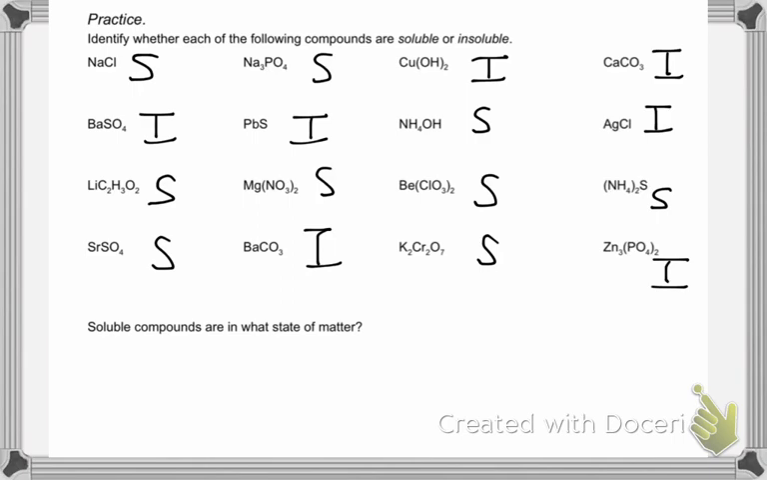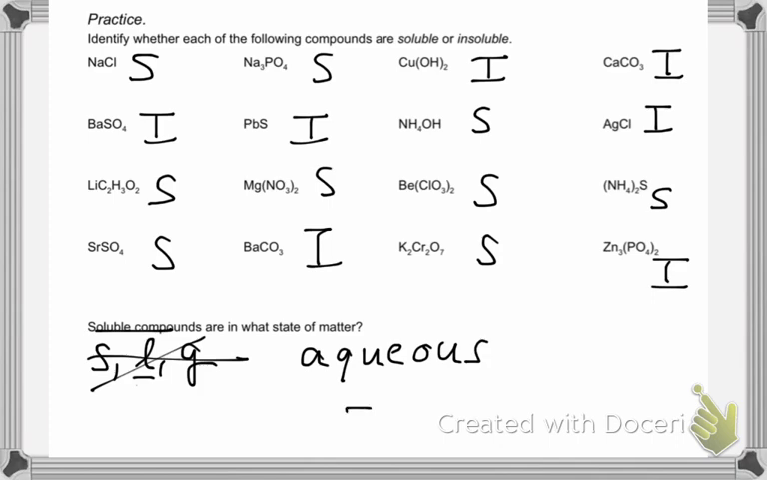So this is what you should have on your page right now. Basically the last question it asks is, soluble compounds are in what state of matter? Well, you have to remember we have solid, liquid, and gas. But the second you dissolve something in water, it's not a liquid. We consider it an aqueous solution. An aqueous solution means that it is water or some liquid solvent, but you have a solute dissolved in a liquid solvent.